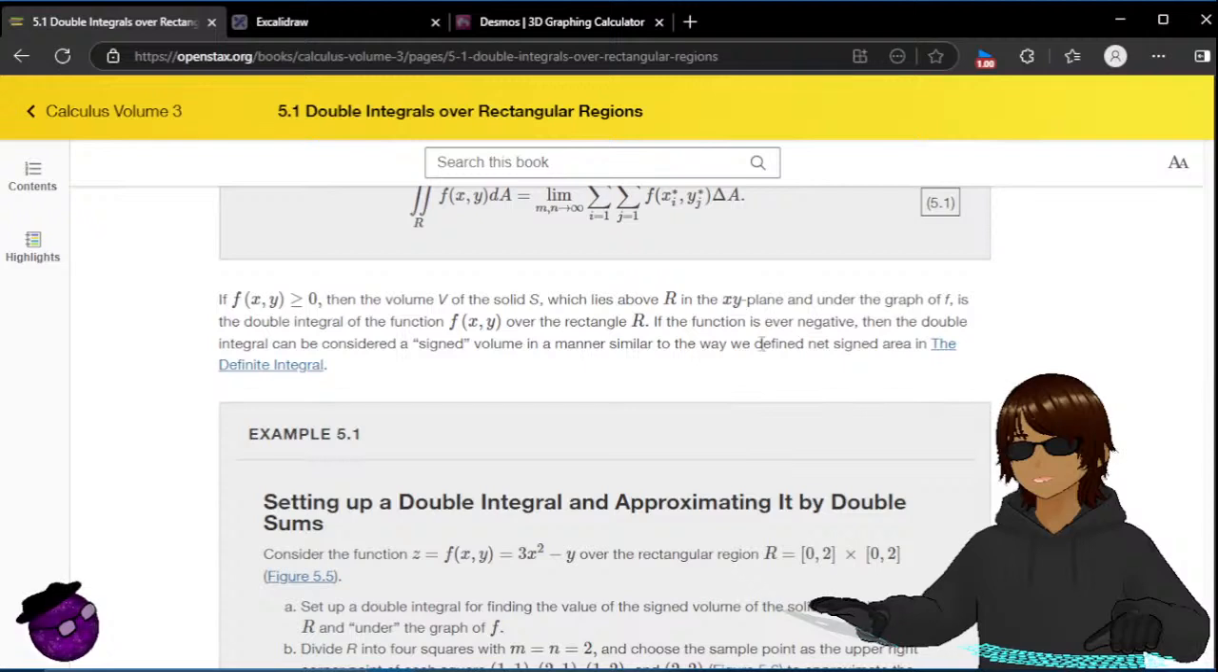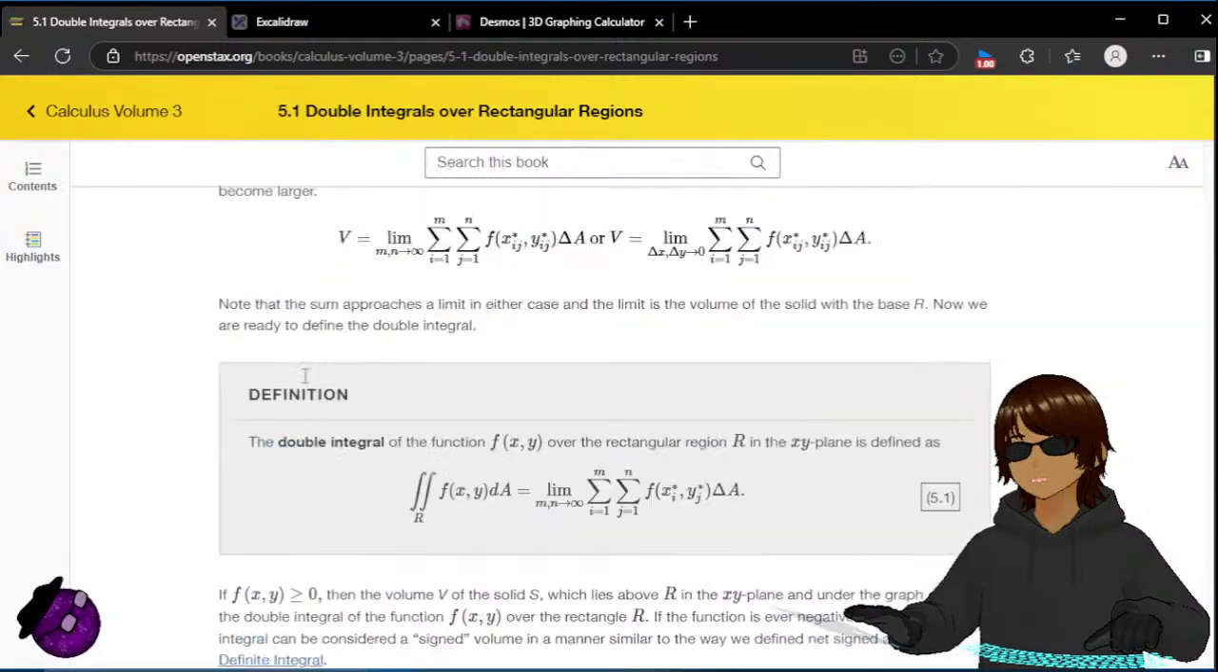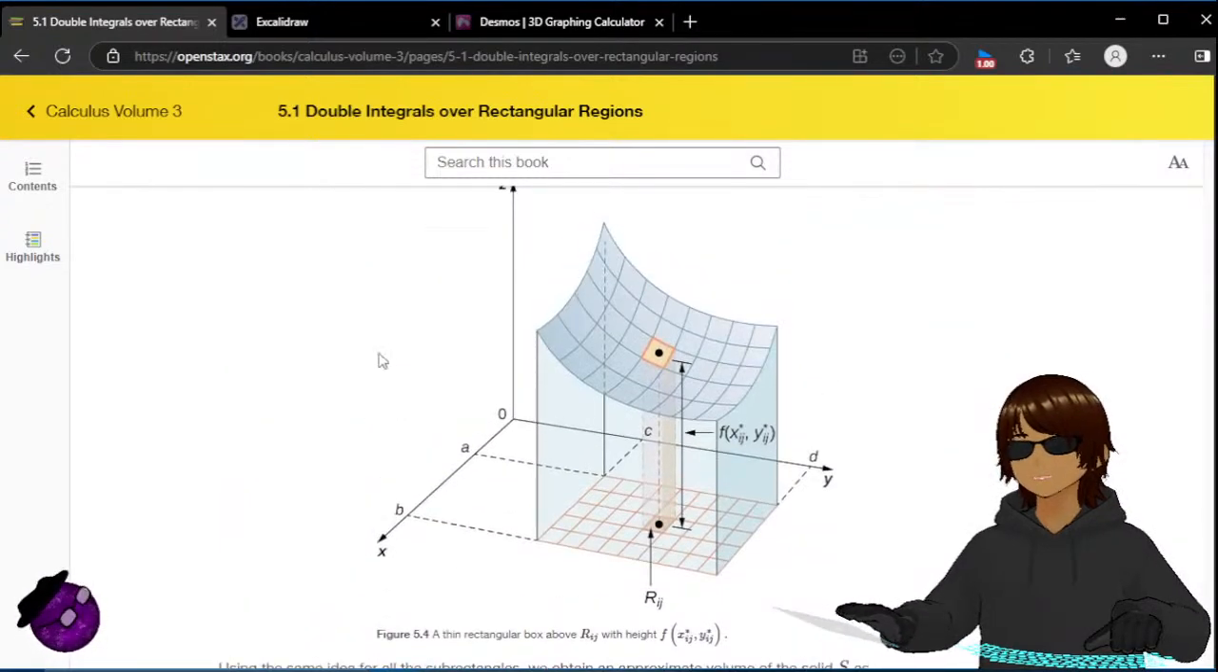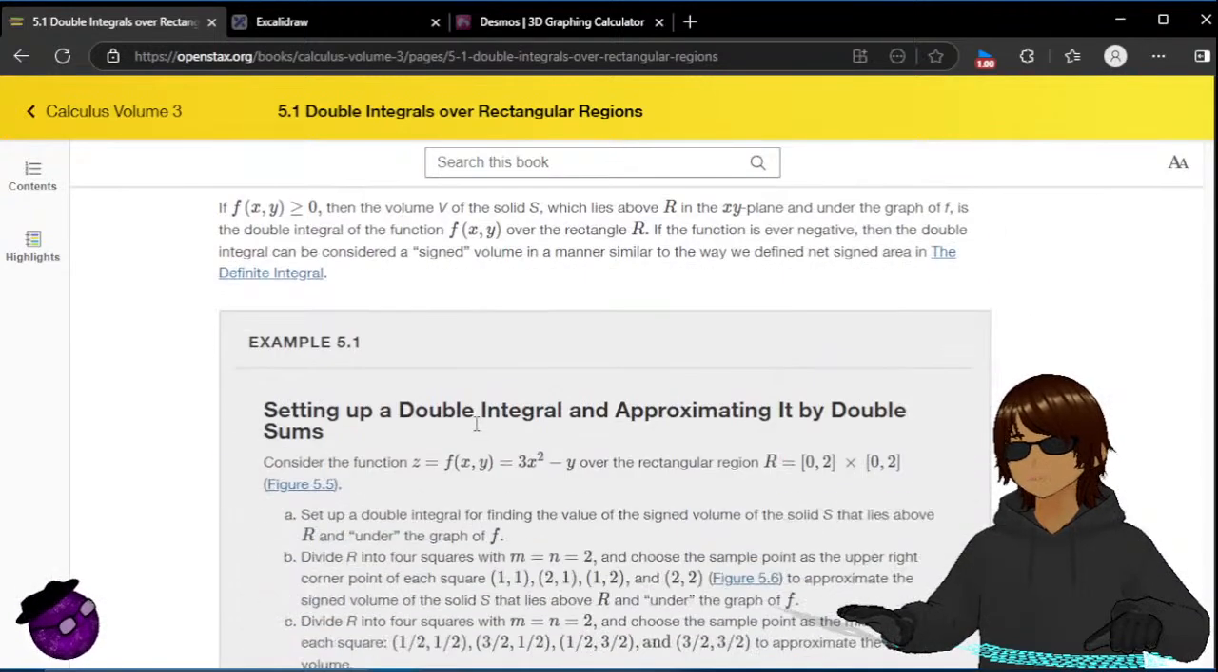If the function is sometimes negative, then the double integral can be considered a signed volume, in a manner similar to the way we define the net signed area in the definite integral. Because in some surfaces, this f value can be negative, so we can have negative area.